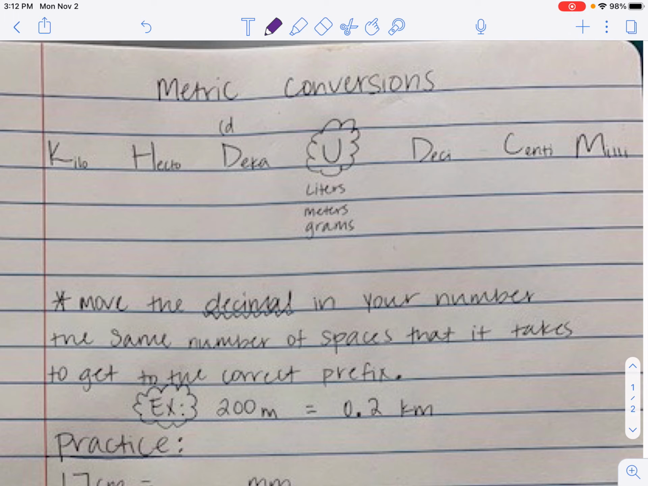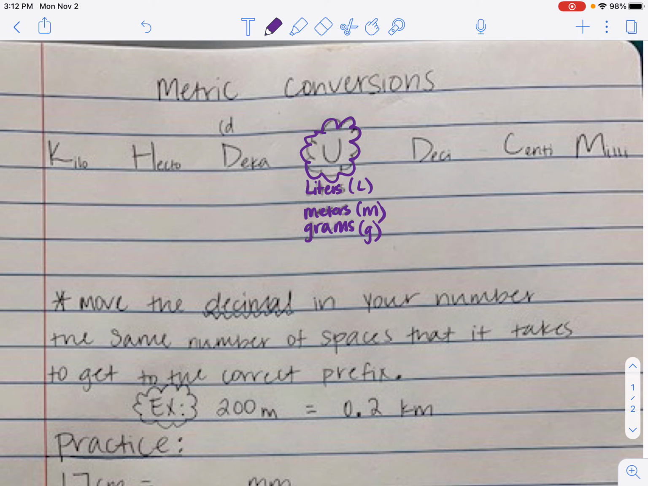Deci, centi, and milli. So this U, I like to put a little special cloud around mine because it is special. This is the units. That's what U stands for. And there are 3 different units we talk about when we're talking about metric. So we talk about liters, and the abbreviation for that is just L. Meters, abbreviation for that is M. And grams, so abbreviation for that is G. Okay, so we could be talking about liters, meters, or grams. That's where it's going to go.